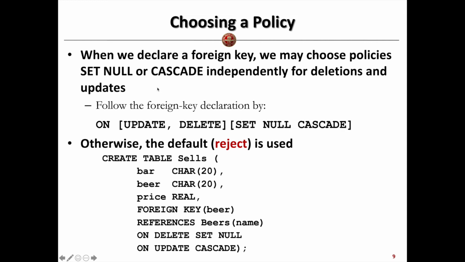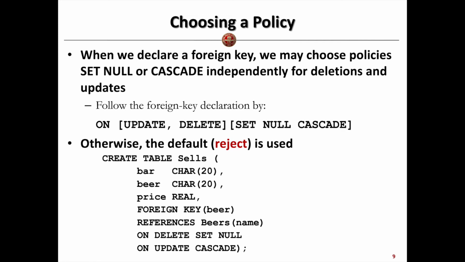We will provide you with an example for the foreign key declaration by ON UPDATE or ON DELETE with some action, either set null or cascade, as policies. If we don't have this declaration, the system will use the default policy, reject, for responding to these changes to the data in enforcing these foreign keys.